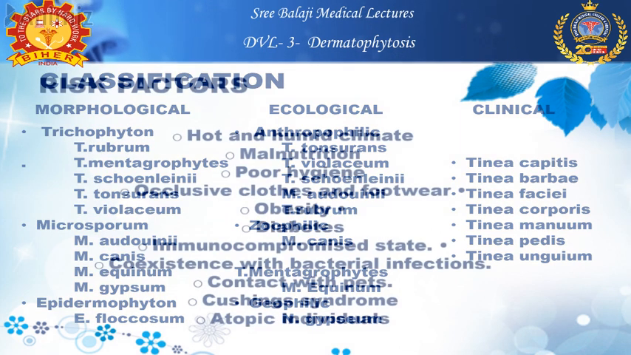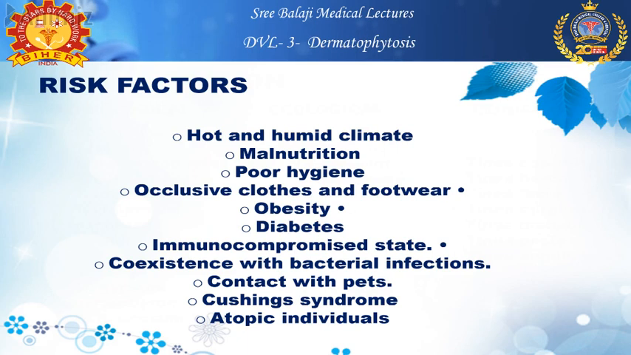So what are the risk factors to acquire dermatophytosis? The first and foremost is hot and humid climate, because dermatophytosis is present all over the world but is very, very common in tropical areas like India, Southeast Asia and Africa. Another is malnutrition. Poor hygiene is also one of the main factors which aids in acquiring dermatophytosis. Others are occlusive clothes and footwear, obesity, diabetes, immunocompromised status, coexistence with bacterial infections, contact with pets, atopic individuals and Cushing syndrome.